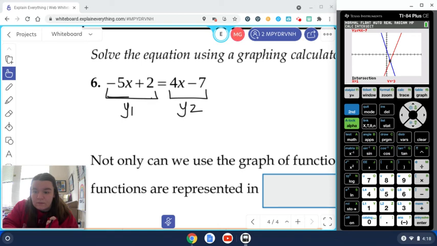And then hit enter a bunch of times, and I get the intersection point 1, -3. So that means my solution is x equals 1, because they intersect at the point 1, -3.